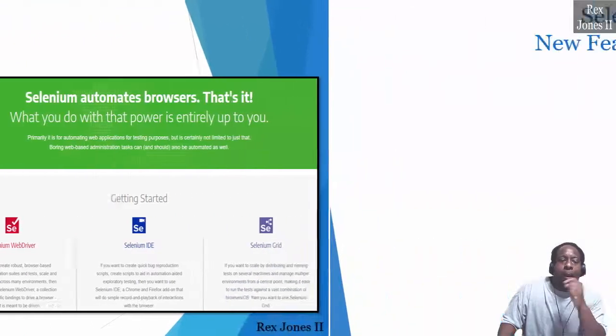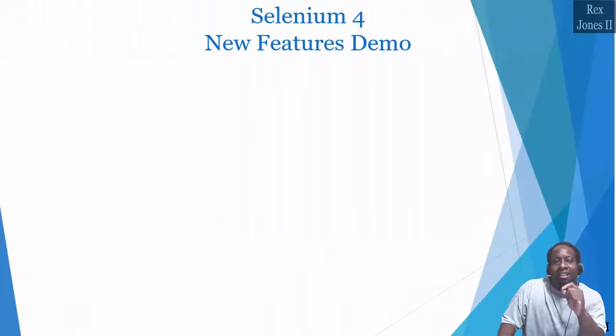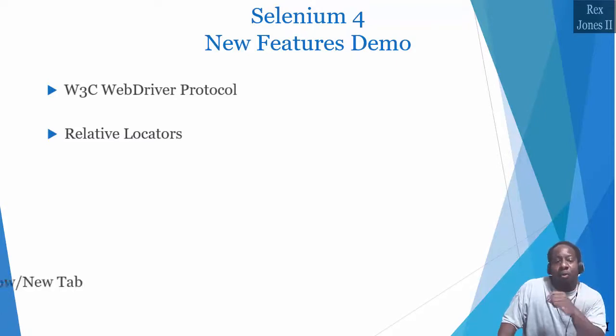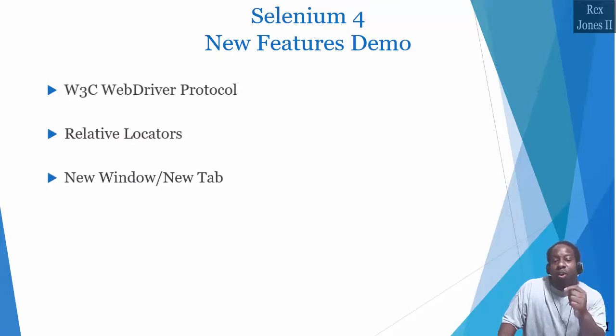For Selenium WebDriver, I am going to explain the new Selenium 4 architecture, W3C WebDriver Protocol, then demo the relative locators. Relative locators is a way to locate an element depending on the position of another element. Next, I will demo how to handle a window by switching to a new window and by switching to a new tab. Then take a look at get rect.